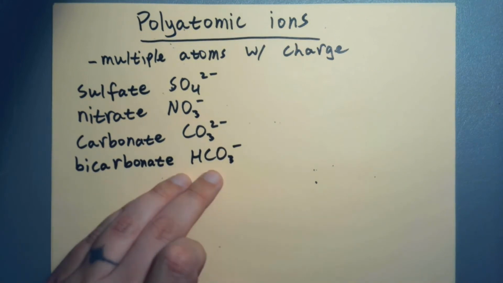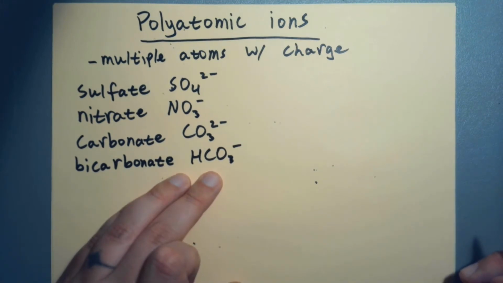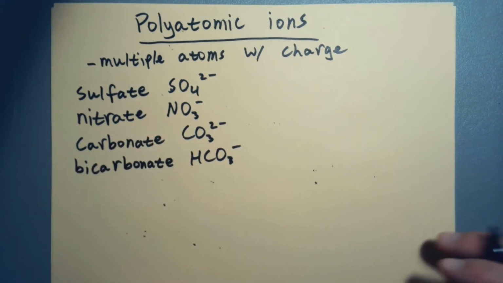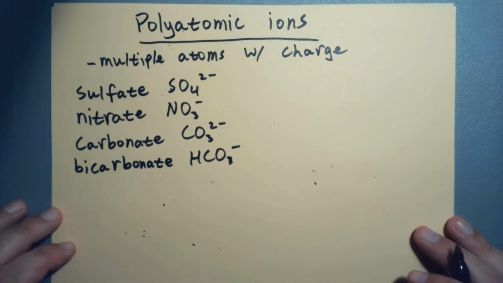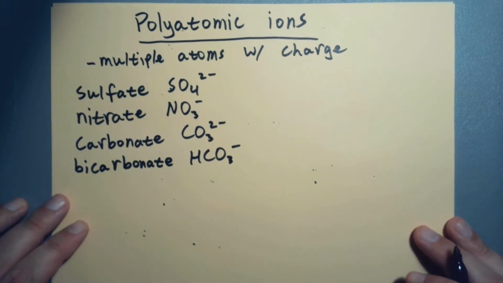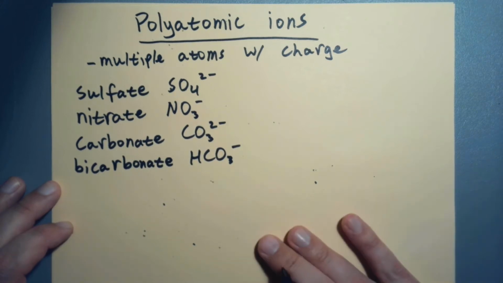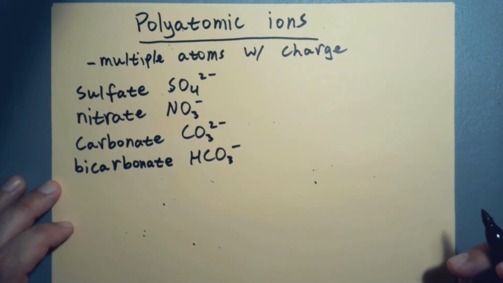This is an ion that's in baking soda. Baking soda is sodium bicarbonate. And these are ions that are going to be incredibly important later on in the class when we talk about how the pH of the bloodstream is maintained. So they're not going away, and they come up quite a bit in A&P as well.